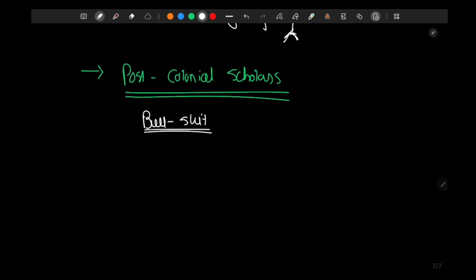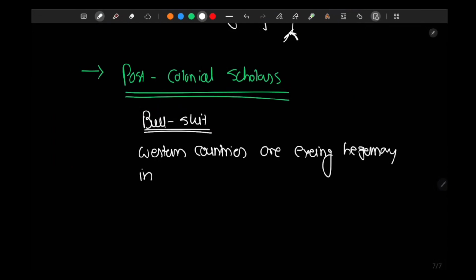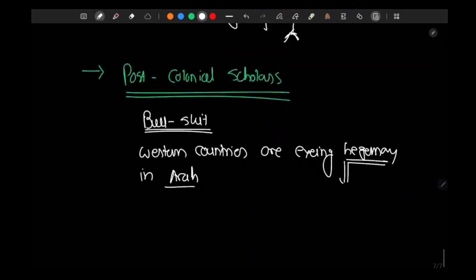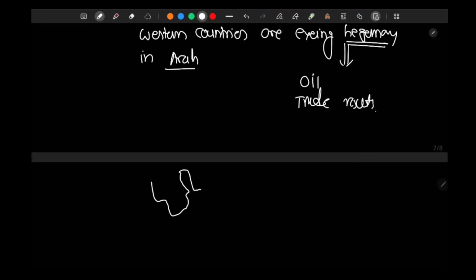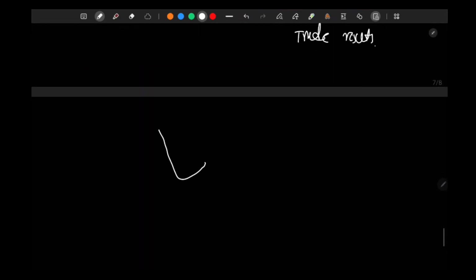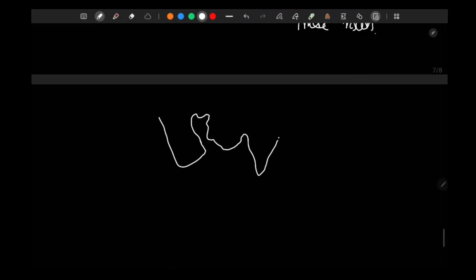Because Western countries are eyeing hegemony in the Arab world. Why do they need hegemony? Because of oil and because of trade routes. I will make a small map of the Arabian Peninsula. You will realize what I'm saying, right? So this is a very preliminary map of the Arabian Peninsula. This is how the Arabian Peninsula is more or less, and this is Africa as well. Something like this, right? In the Arabian Peninsula, there is oil everywhere.